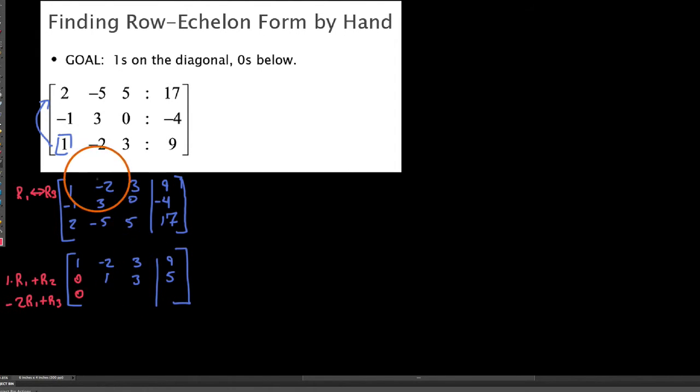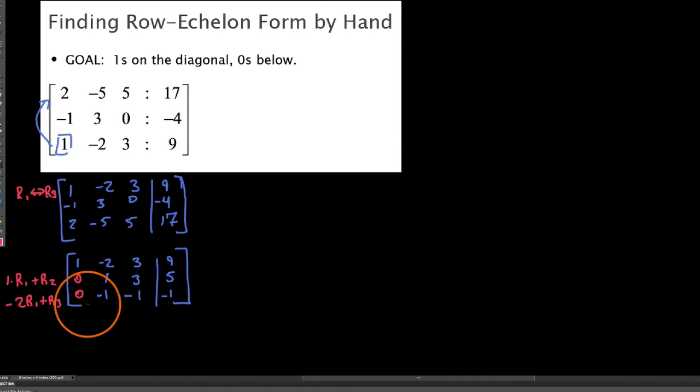Now, if we took -2 times our first row and then add it to row 3, we're going to have to multiply first this time. -2 times -2 is 4. And 4 plus a -5 is a -1. And -2 times this 3 is -6. And -6 plus this 5 is -1. And -2 times this 9 is -18. And -18 plus this 17, look at that, -1.